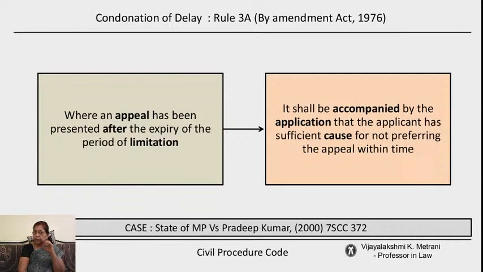See, if you file an application, then the court will look into whether he has a sufficient cause for not preferring in time. What was the sufficient cause will be looked at by the court, and the court will allow the appeal. That is the procedure.